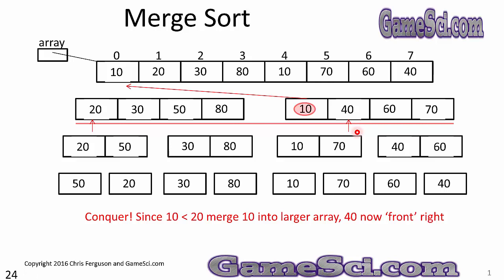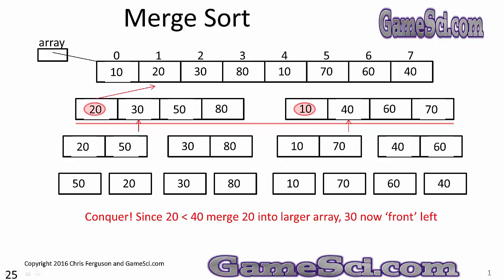I've also moved this arrow over to show that this is the new front of the right side. 20 has not merged yet. 40 hasn't merged yet. These are the 2 next possible candidates for merging into the larger array. So the arrows underneath 20 and 40 are telling you these should be looked at next. The red circle around the 10 says we don't need to look at it anymore. It has already merged up into the larger array.